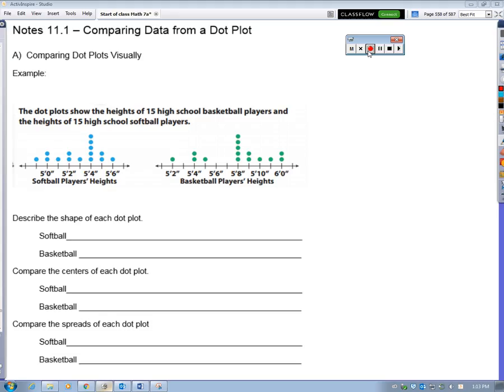Alright, my little math friends, we are done with chapter 10 already. Now we're going to move into chapter 11. It's kind of the same thing. We're looking at data again. Our first part is going to be comparing data from a dot plot.